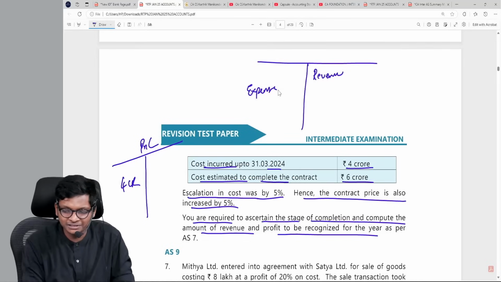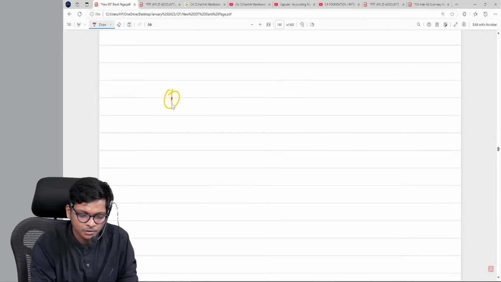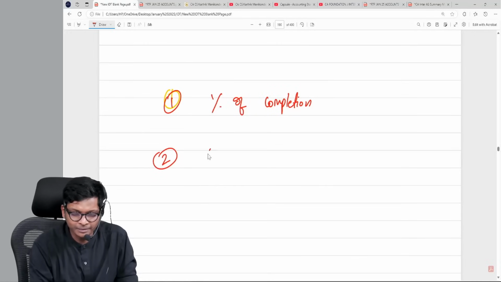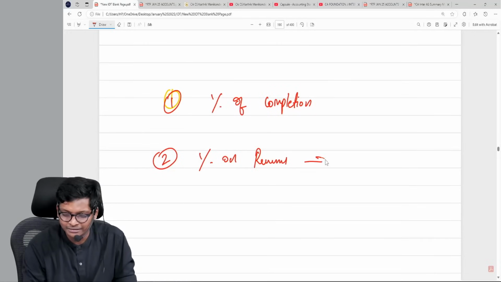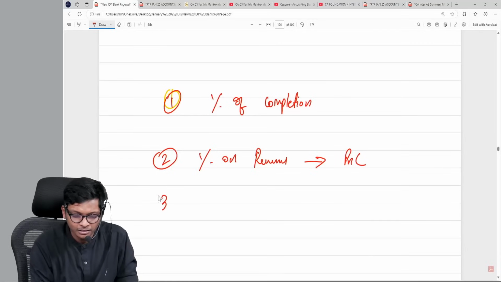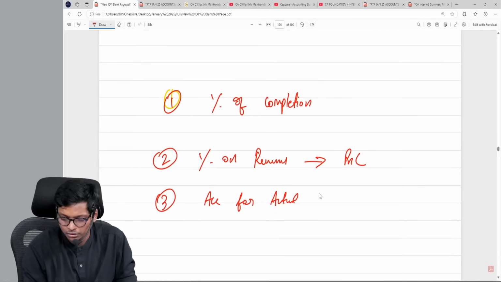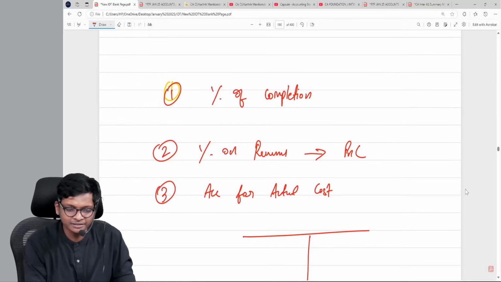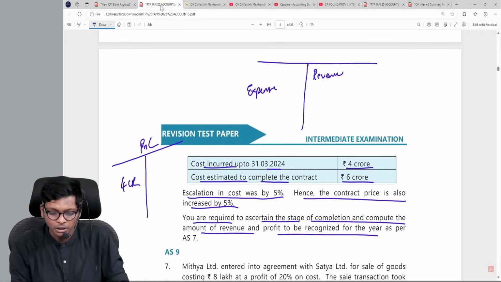So the first step in AS7, if you see, is finding the percentage of completion. The second step is applying this percentage on revenue, and this will go to my P&L. The third step is accounting for actual cost. So if this is my P&L, the first step is the percentage of completion. How much work is done overall?